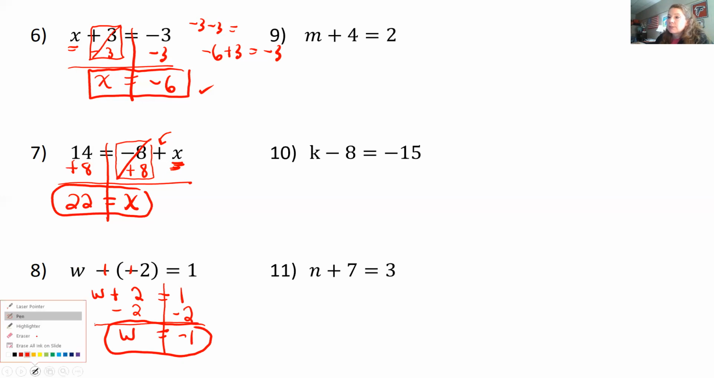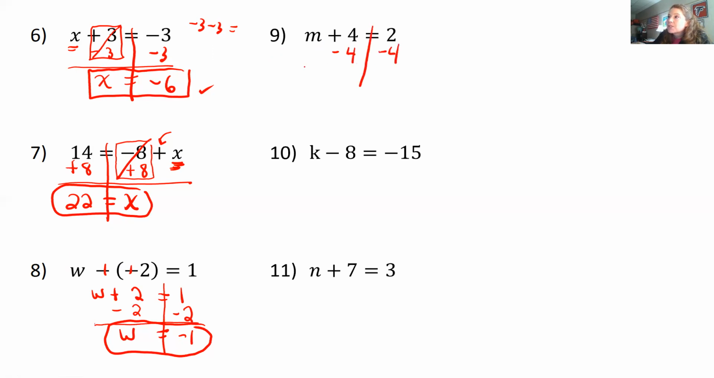All right, number 9. You guys have to show your work. I know some of you don't want to, and you say, I can do these in my head, but not always. All right, what is on the side with M? We see +4. We do the opposite. The opposite of +4 is -4. So now we bring down that M. We bring down that equal sign, and 2 minus 4 is -2. Got to know our integer rules. Same signs add and keep, different signs subtract.